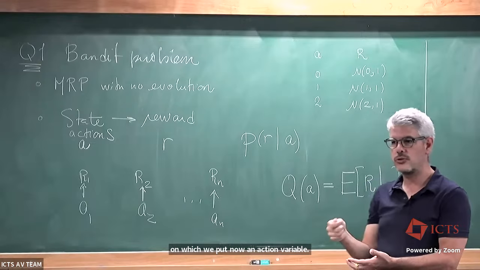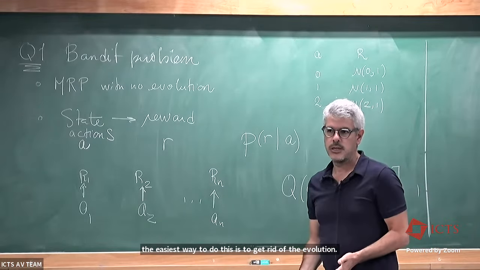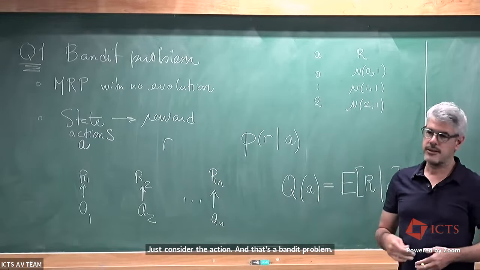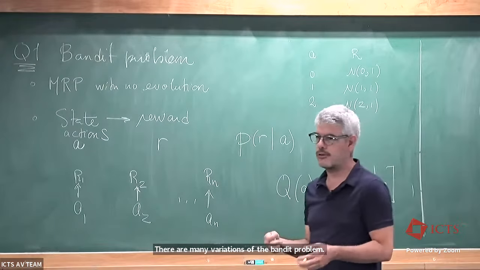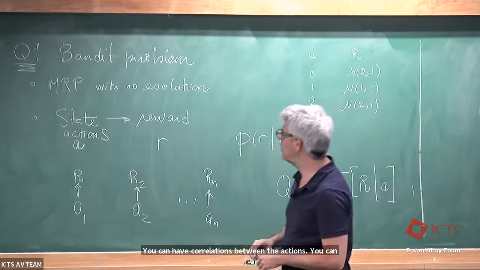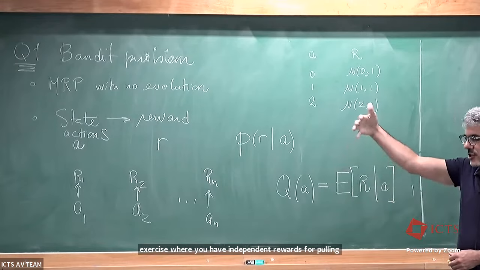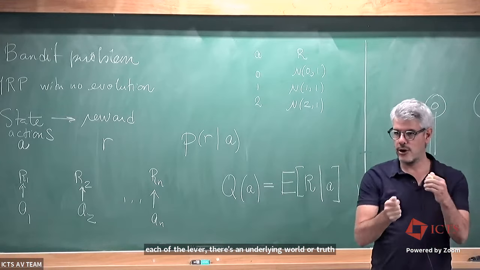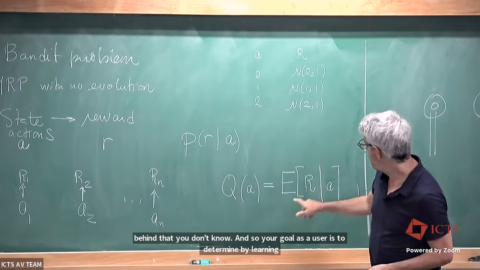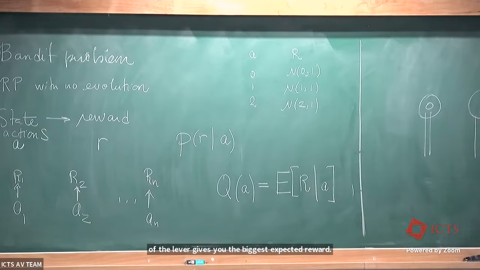And the easiest way to do this is to get rid of the evolution. Just consider the action. And that's a bandit problem. It's called a non-contextual bandit. There are many variations of the bandit problem, right? You can have correlations between the actions. You can have correlations between the reward, but we're just going to take this simple exercise where you have independent rewards for pulling each of the levers. There's an underlying world or truth behind that you don't know. And so your goal as a user is to determine by learning which of the levers gives you the biggest expected reward, right? The reward is a random variable. And then you'll see there are efficient ways to do this.